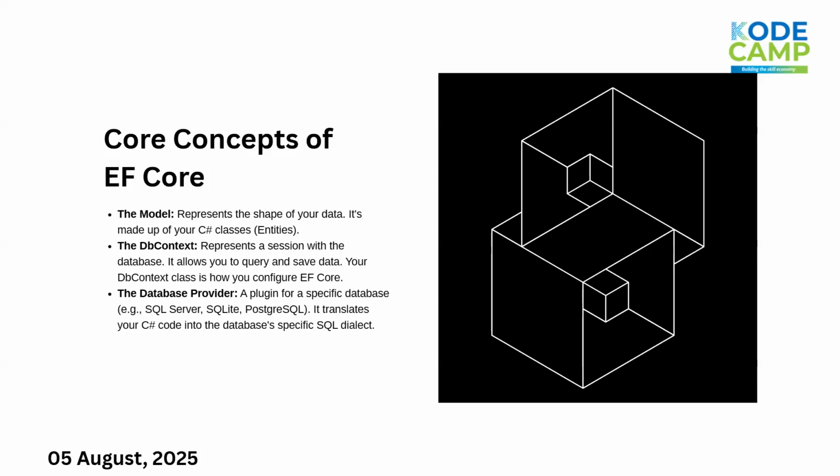So after the model, the next thing is the DB context. This DB context is the most important class in EF Core. Don't worry about all this theoretical stuff. When we go into the code, it would make sense. Sorry about the whole theory. So this is the most important class in EF Core.